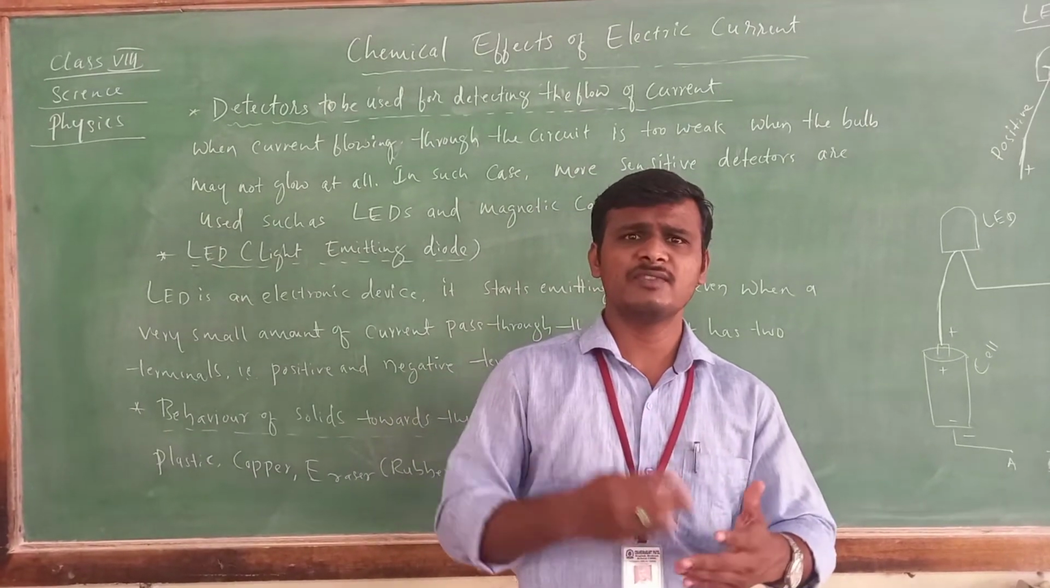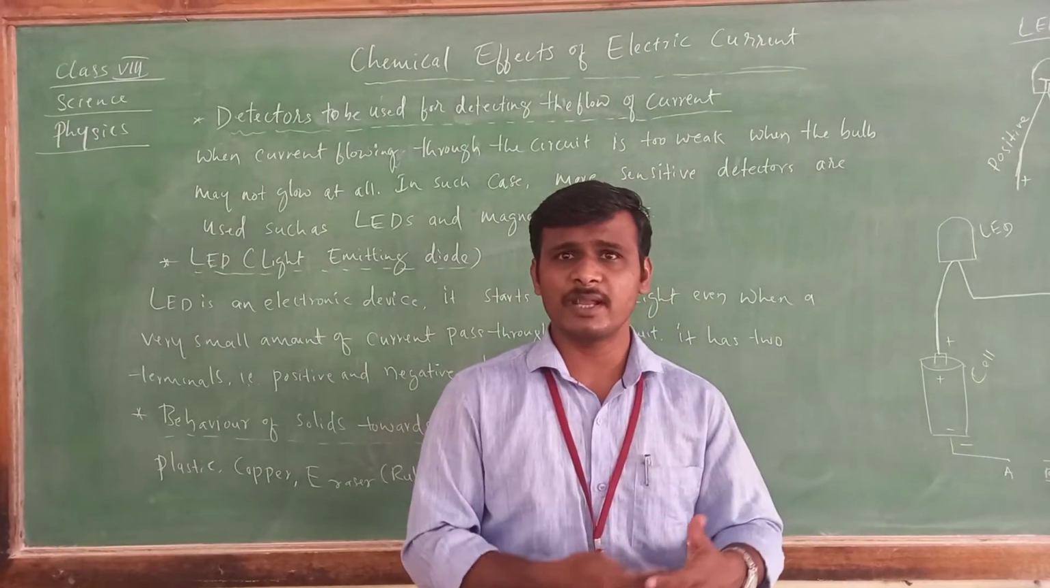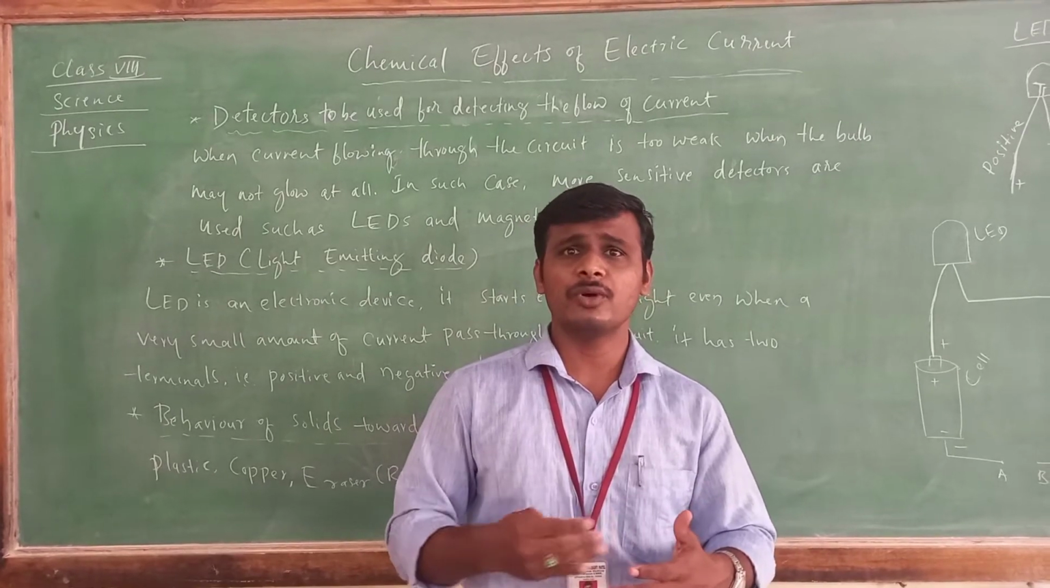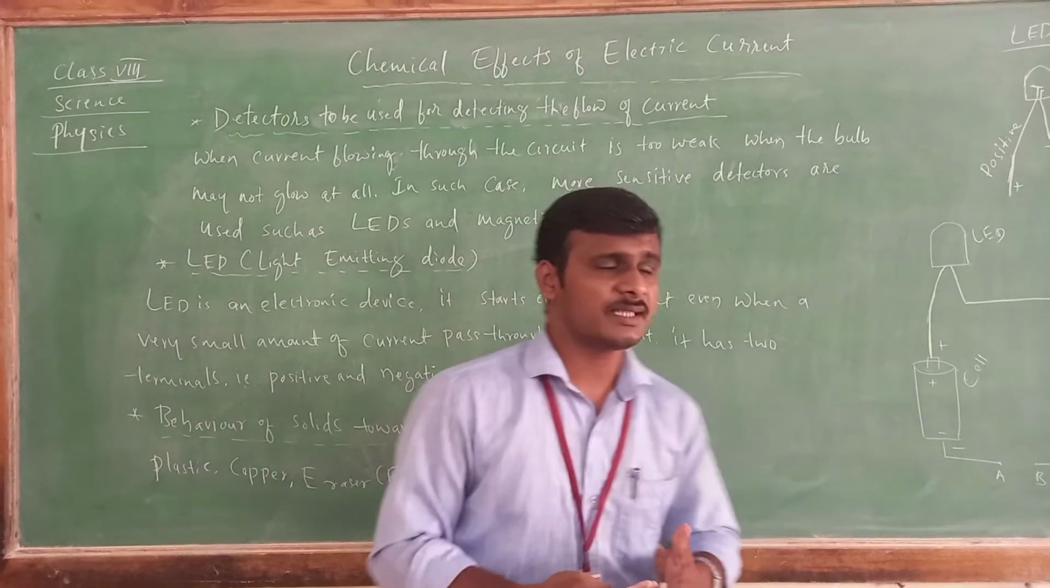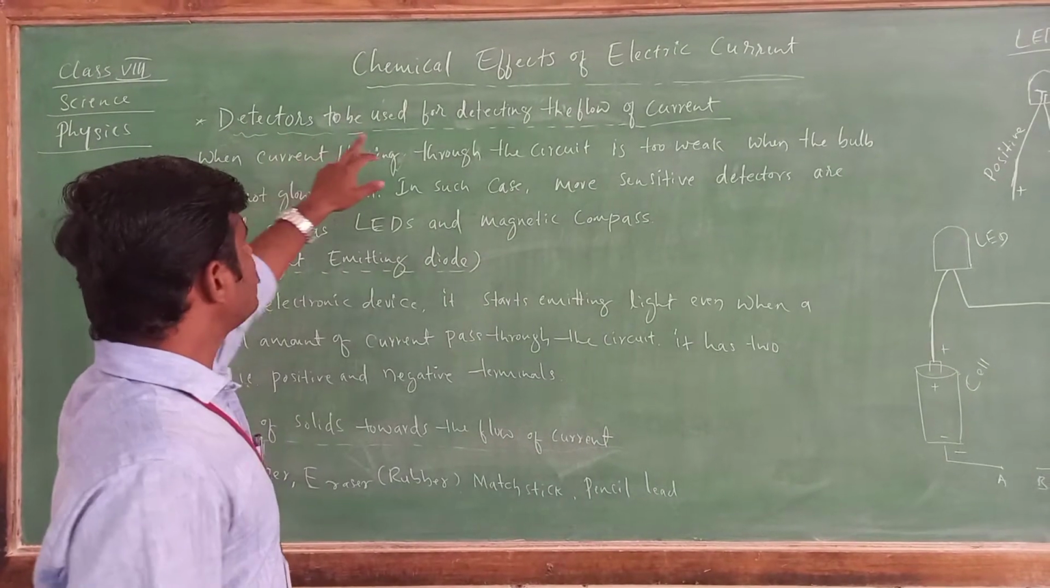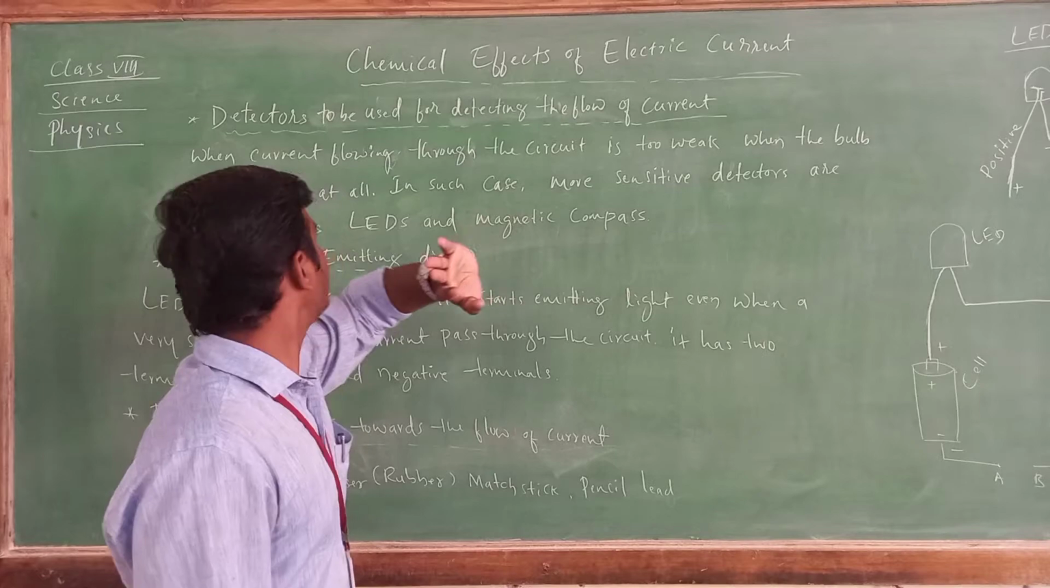So these are some of the electrical appliances. By using those appliances, we come to know that there is a flow of electricity, right? See here, the detectors are used for detecting the flow of current.